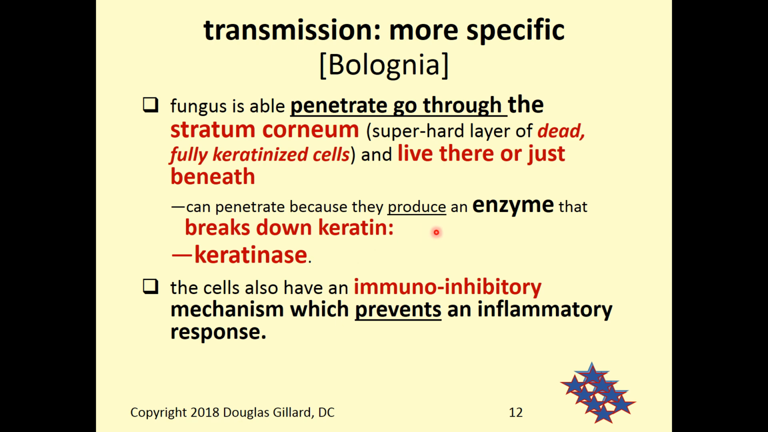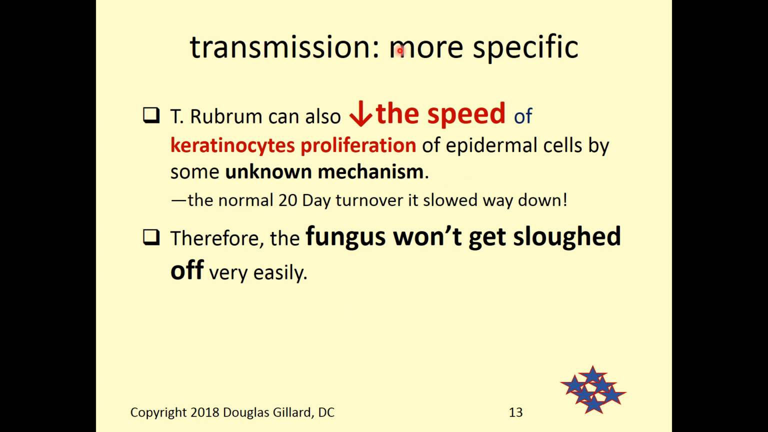where they thrive. There's also some other weird immunoinhibitory mechanism that they possess, which we don't know a heck of a lot about, but somehow they prevent inflammation, or they prevent a cleanup inflammation that is usually generated by the body to kill off these bugs. So they inhibit that somehow. And then if that's not enough, we know from studies of T. rubrum that they also slow down the basal cells from making new keratinocytes. So they slow down that conveyor belt mechanism.